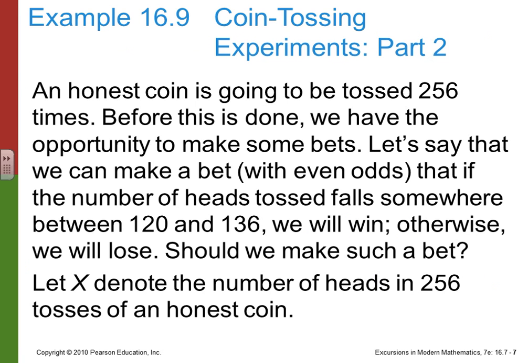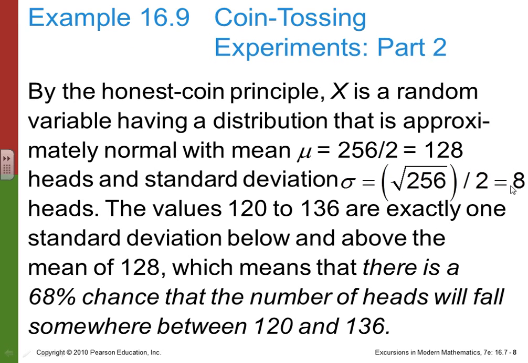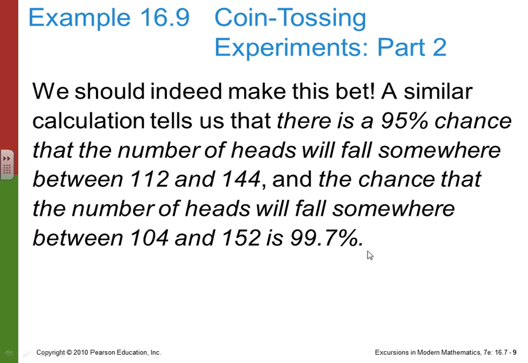An honest coin is being tossed 256 times. What's the likelihood of getting between 120 and 136 heads? Should you bet on this? Well, the standard deviation becomes 8. That means the value should be between 120 and 136, 1 standard deviation, 68% of the time. Otherwise, it comes out something different. 95% of the time would be within 2 standard deviations, and close to 100% of the time, someplace between 104 and 152.